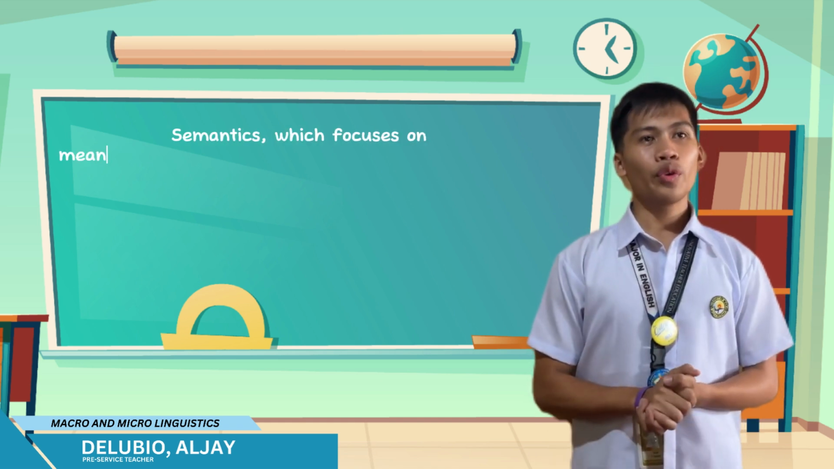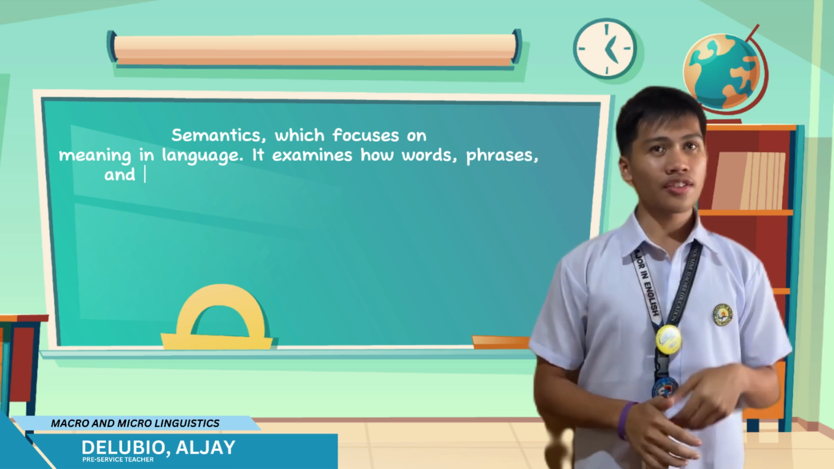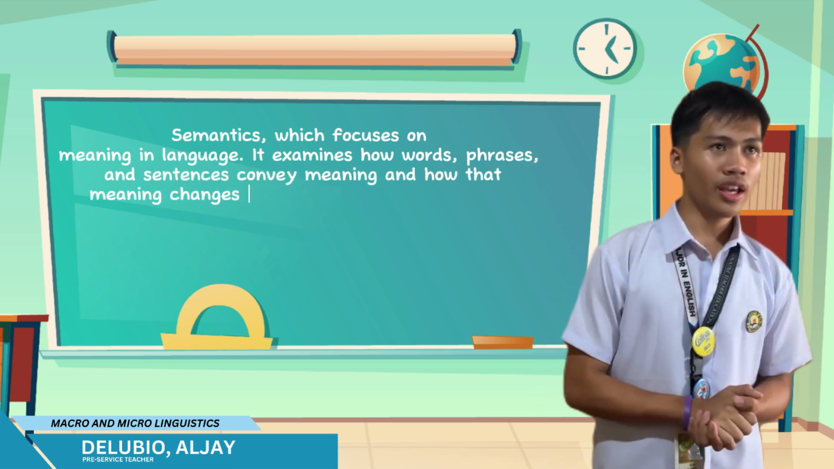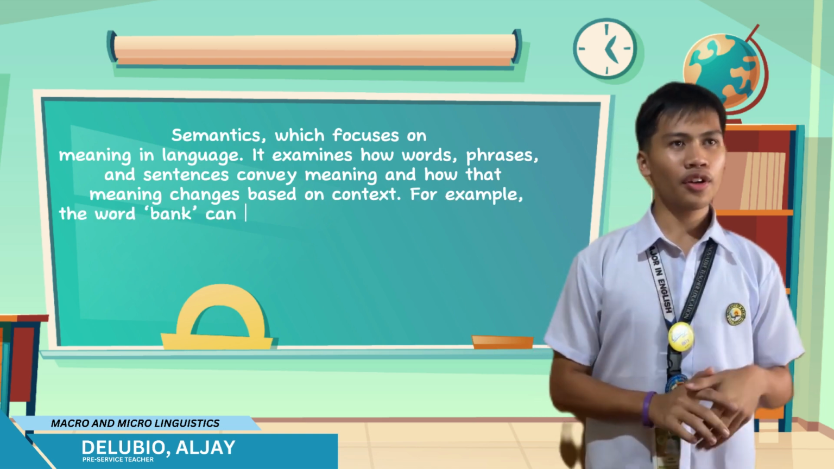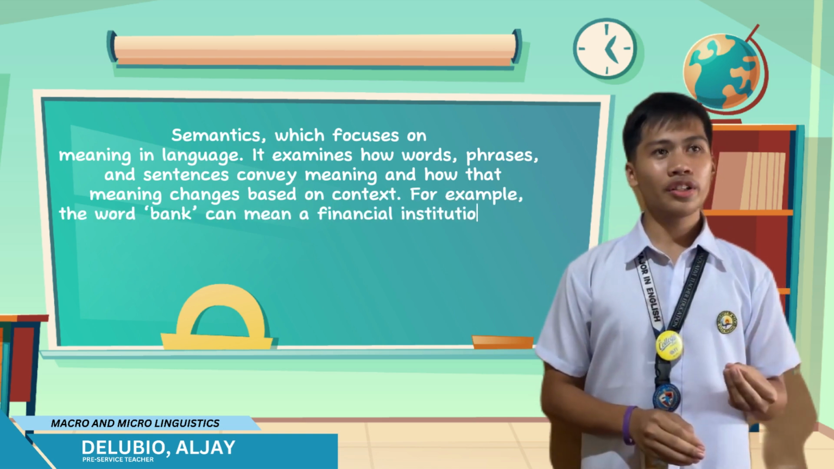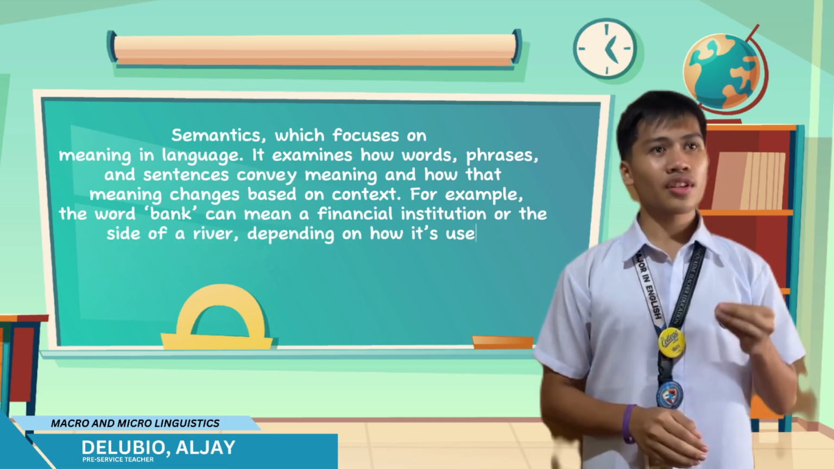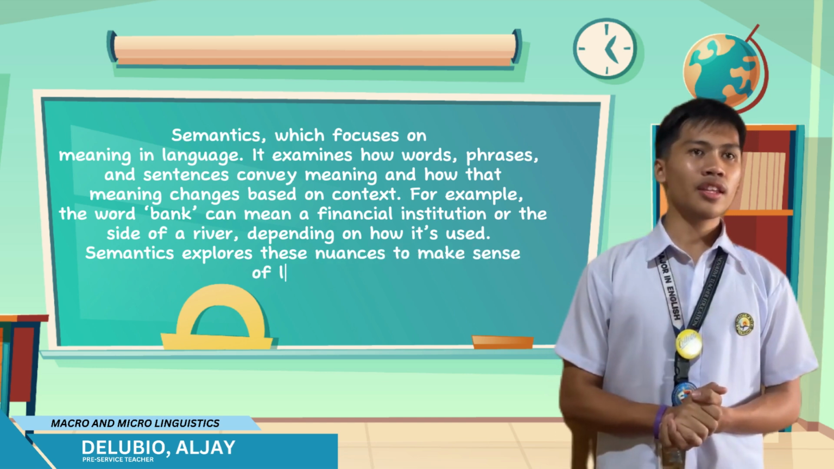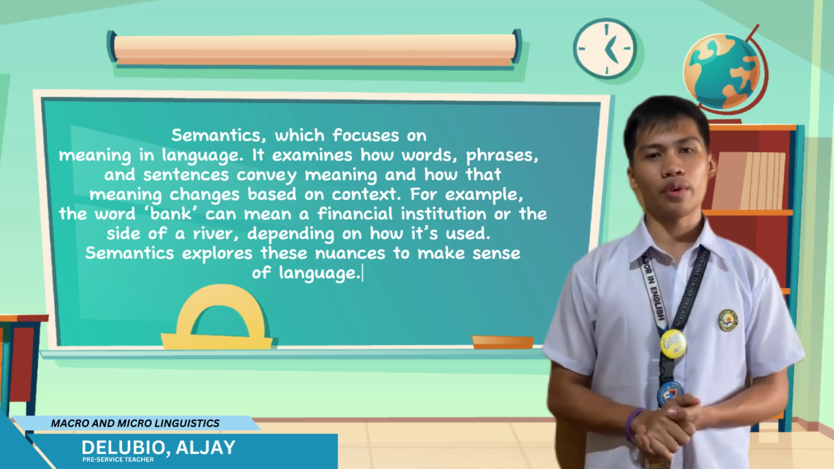Moving on, we have semantics, which focuses on meaning in language. It examines how words, phrases, and sentences convey meaning and how the meaning changes based on context. For example, the word bank can mean a financial institution or the side of a river, depending on how it is used. Semantics explores these nuances to make sense of language.